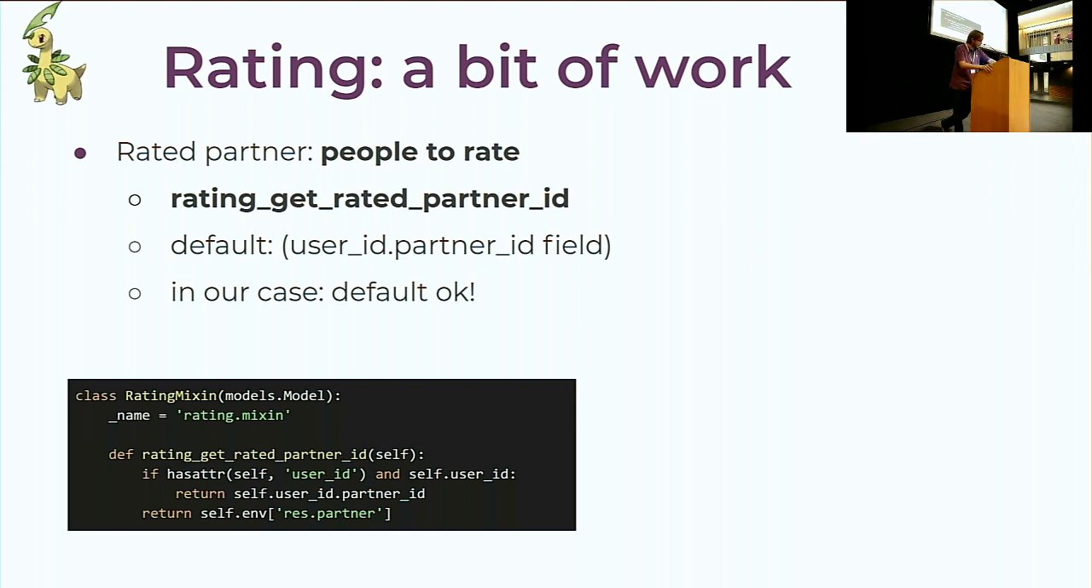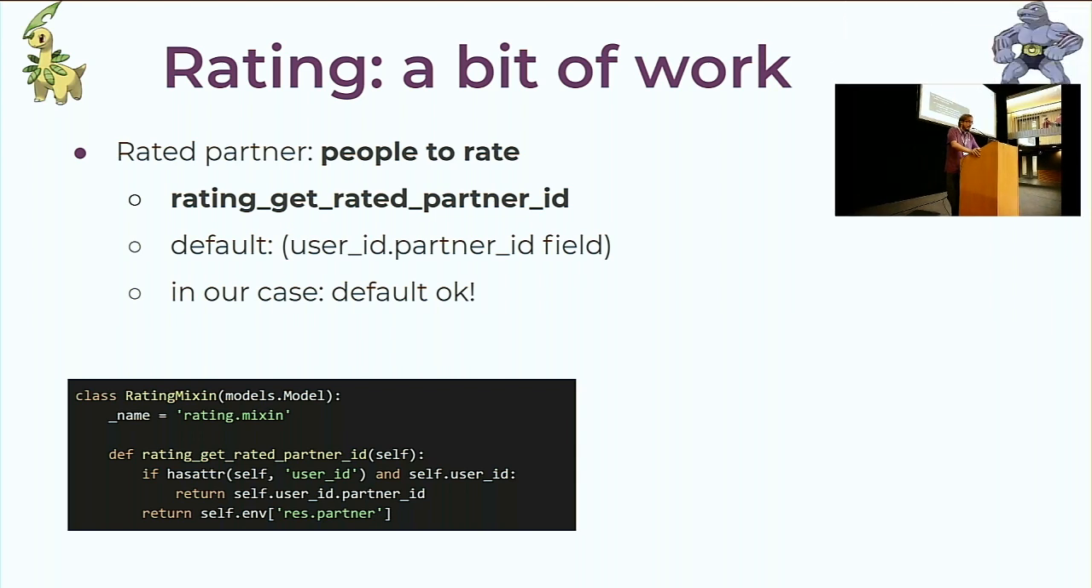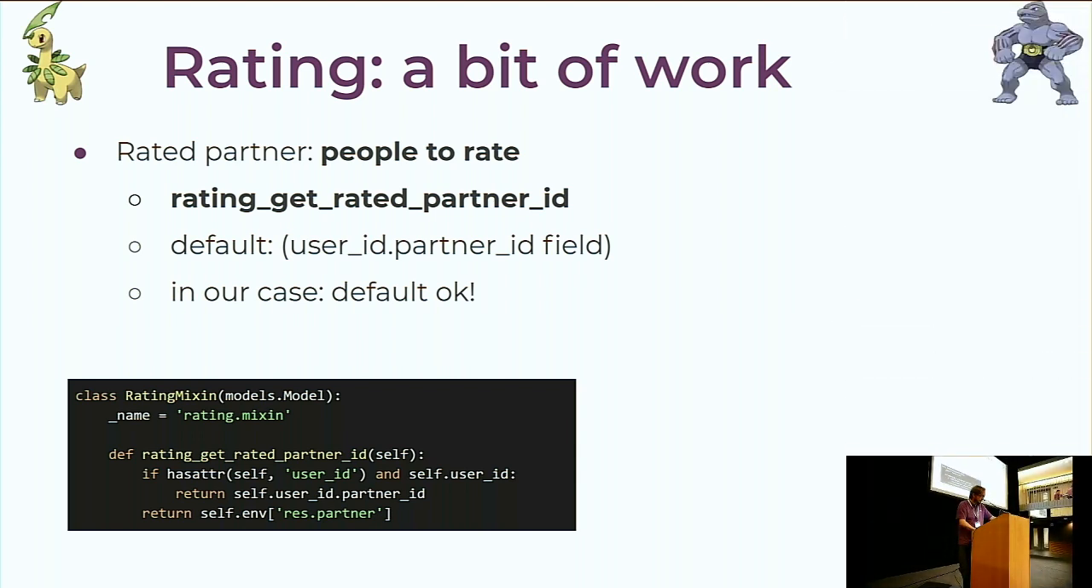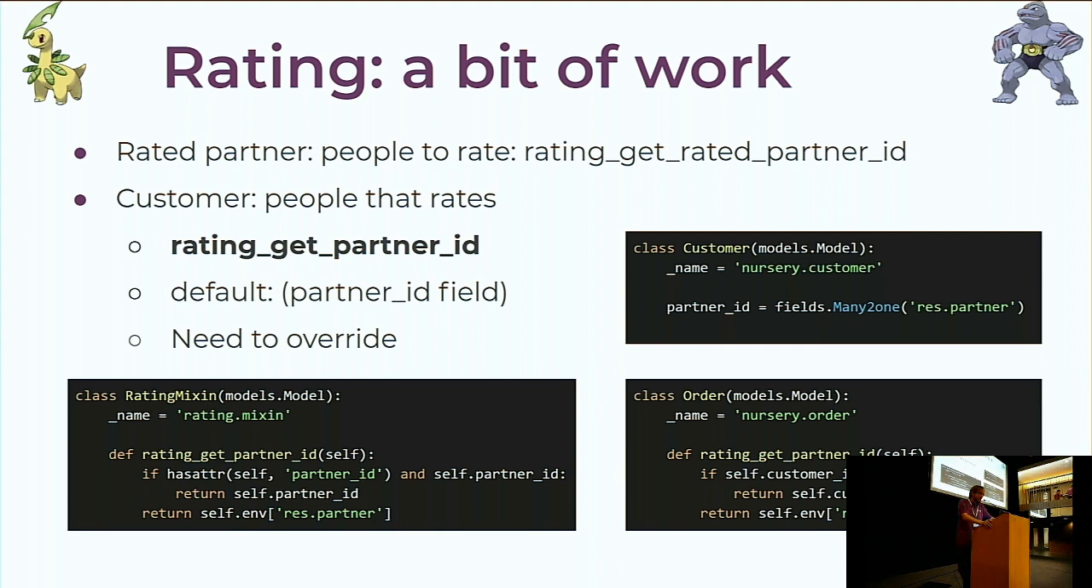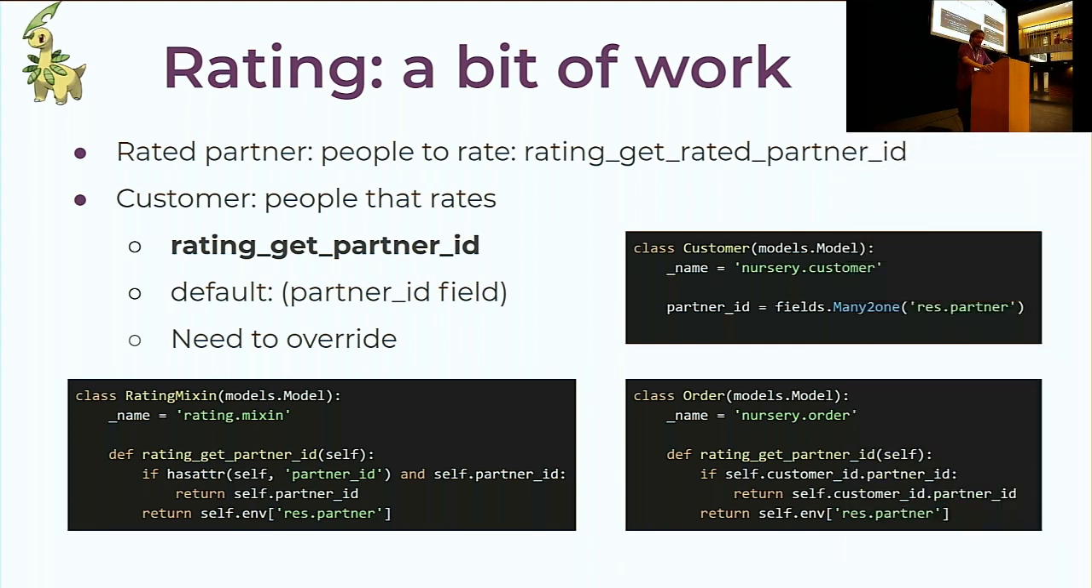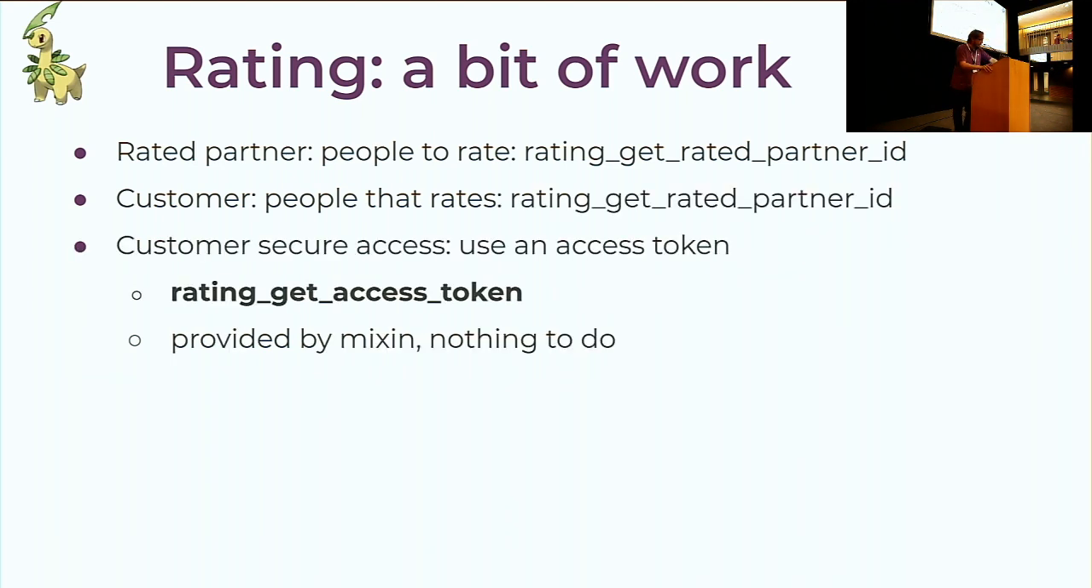It's a bit long, but you have to know it exists. And in our application, we just say that the responsible of the order will be the person that is rated. Next, you define the people that rate. Generally, it's the partner or the customer. So in our case, we take the partner ID that is defined on the customer. And you also have some more complex stuff inside rating. You don't have to override it necessarily, but it's better to understand that it exists and how it works.